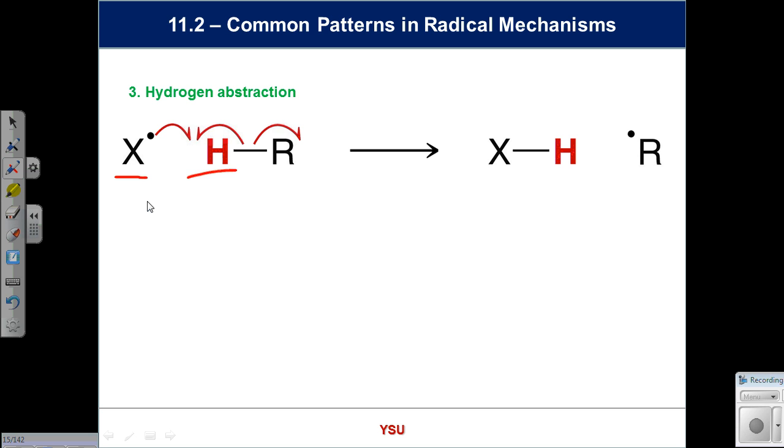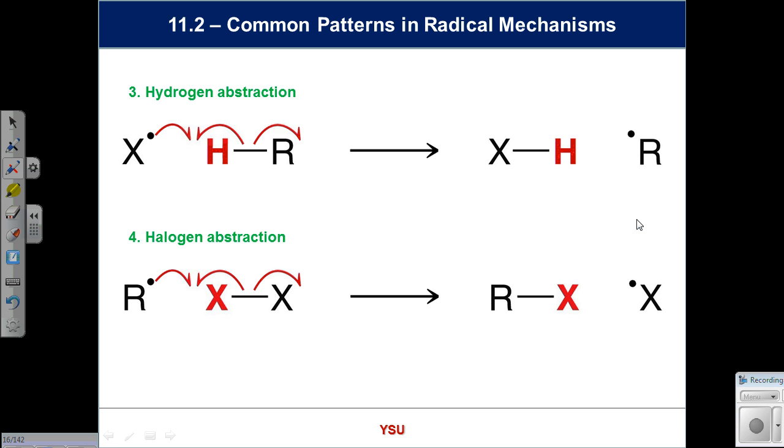An X radical goes after some neutral species, some stable species like an alkane, and it strips off a hydrogen, it abstracts a hydrogen. What that gives you is a stable molecule as far as X is concerned, but it has now transferred its instability to whatever R happens to be. And R may be a more stable system. But then that R radical itself is unstable, so it has to go after something else.